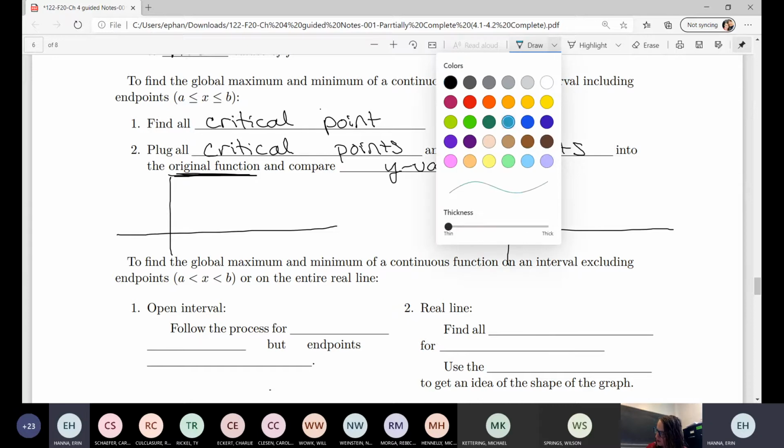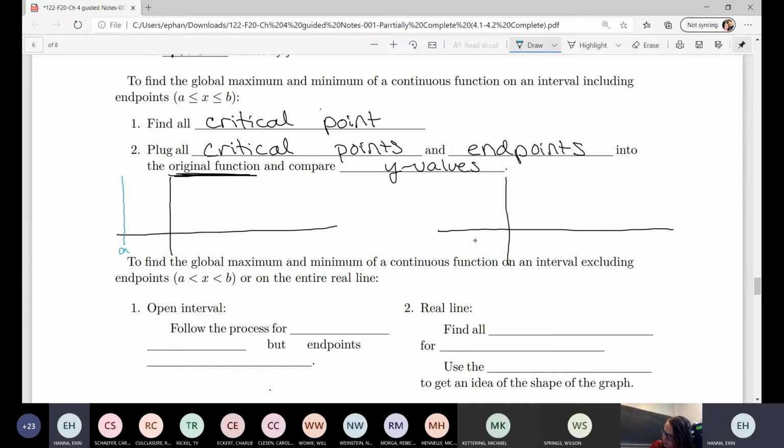Let's say that we're looking over some interval. So let me split this up. We're just looking at a piece of a function from a to b and from a to b.